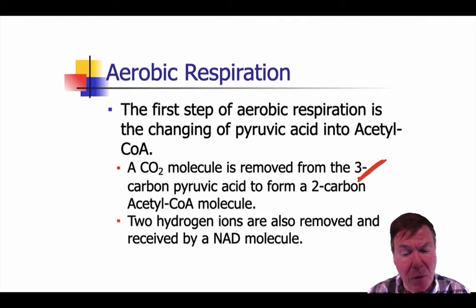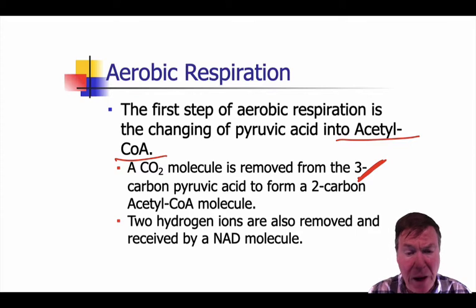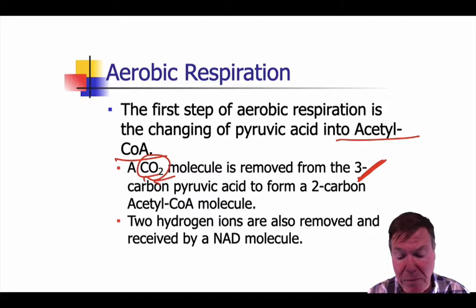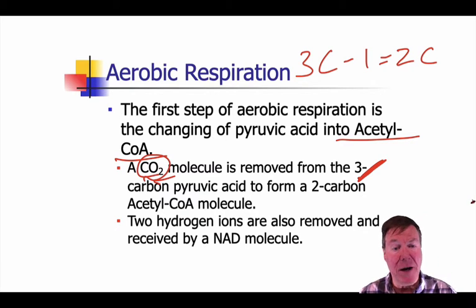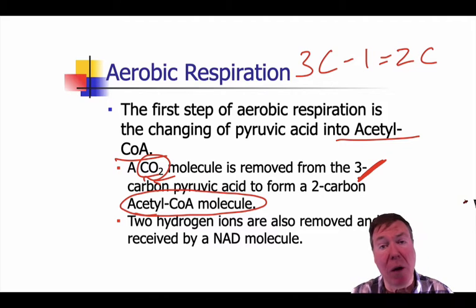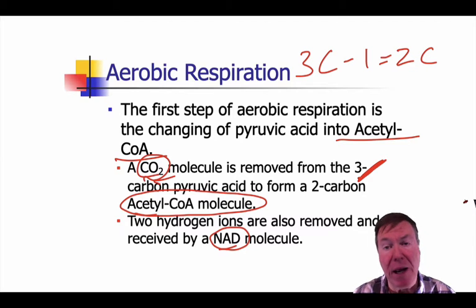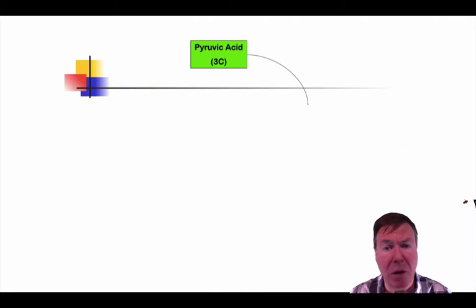So, first thing, we're going to change it into a thing called acetyl-CoA. Don't panic. Okay? And we do that by breaking off a carbon dioxide from a 3-carbon. So if you take a 3-carbon, you break off 1 carbon, you get a 2-carbon. It's math, all right? And that's what acetyl-CoA is. It's a 2-carbon molecule. We also remove 2 more hydrogen ions and add them onto NAD. Now, you could write all that stuff down. Don't worry about it. Besides, a picture's worth 1,000 words.